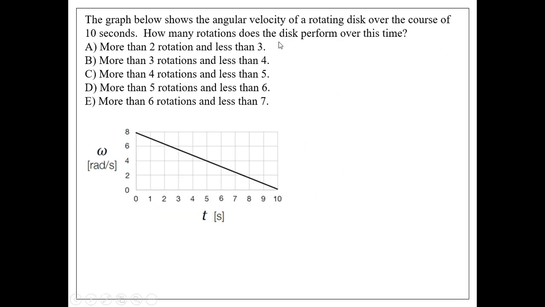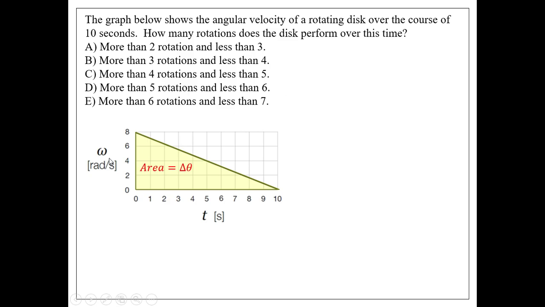Here's the other one. Here is the graph. You're given omega versus t, and it wants to find how many rotations it covers during this particular 10 seconds in the graph. So let's go ahead and do it. I think the easiest way to do this one is just to find the area underneath the graph. You're given a velocity time graph. The area underneath the velocity time graph is your displacement. So in this case, even though it asks for rotations, I can find the angular displacement and just convert it to rotations.